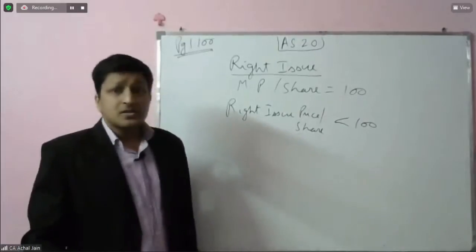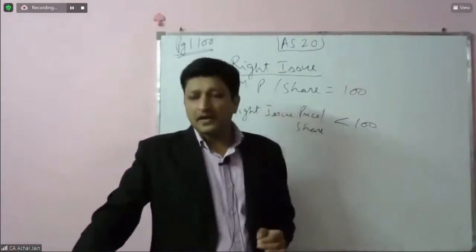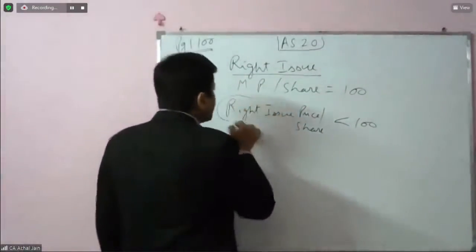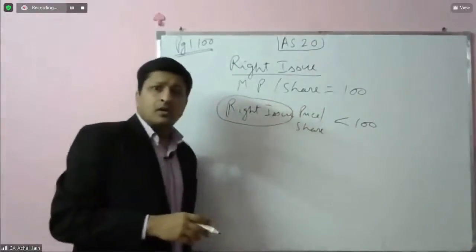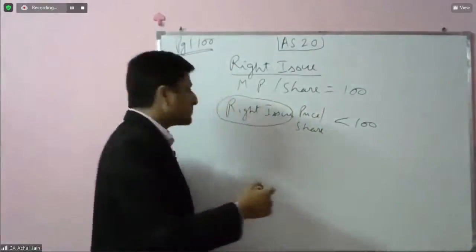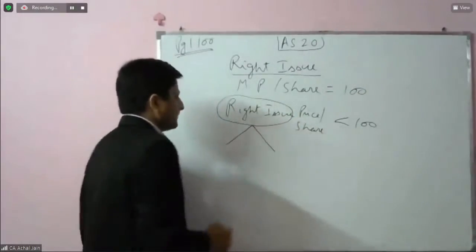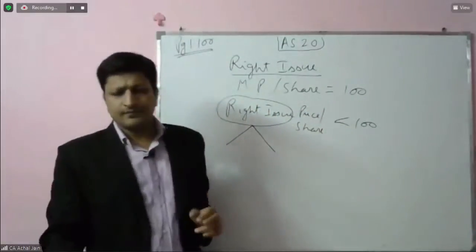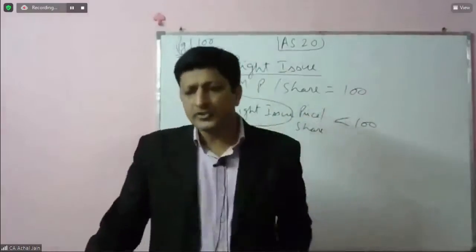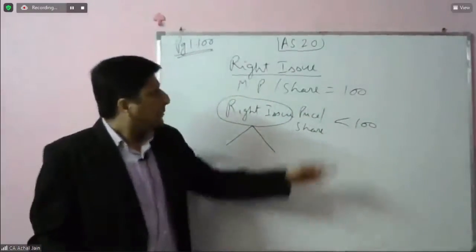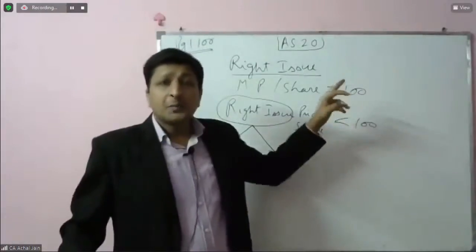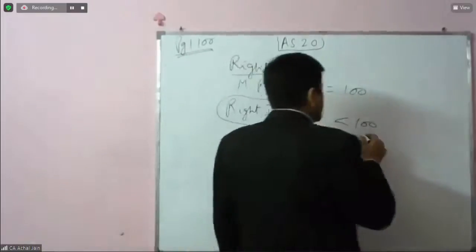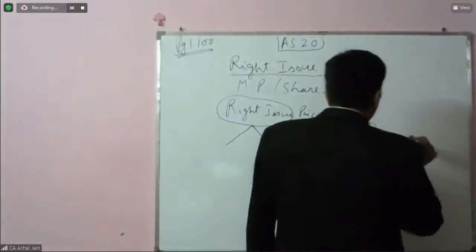Now, because the right issue is made below the market price, let's try to understand. Can we not say the right issue actually has two components? Let's suppose 2 shares have been issued to existing shareholders. I'm saying to every shareholder 2 shares have been issued. Market price is rupees 100, but the 2 shares have been issued at rupees 50, say at the rate of rupees 50.